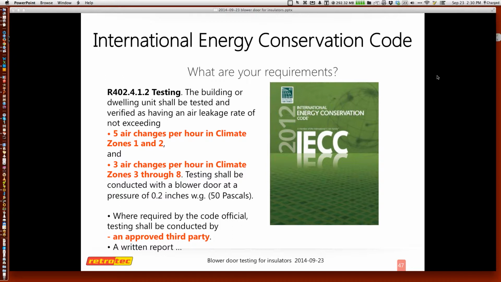Doing a blower door and determining compliance is based upon air changes per hour. We're going to convert CFM, cubic feet per minute, into air changes per hour, which basically means how much air moves through the house. So these are the requirements for 2012.